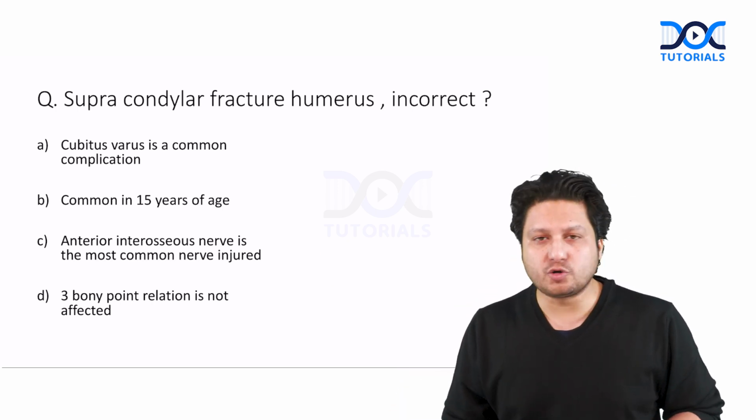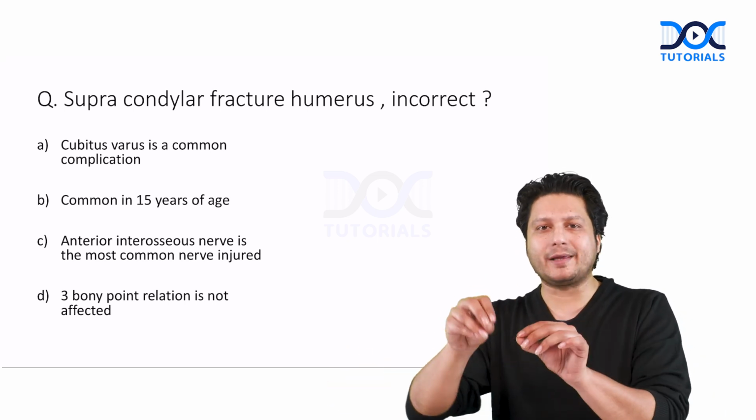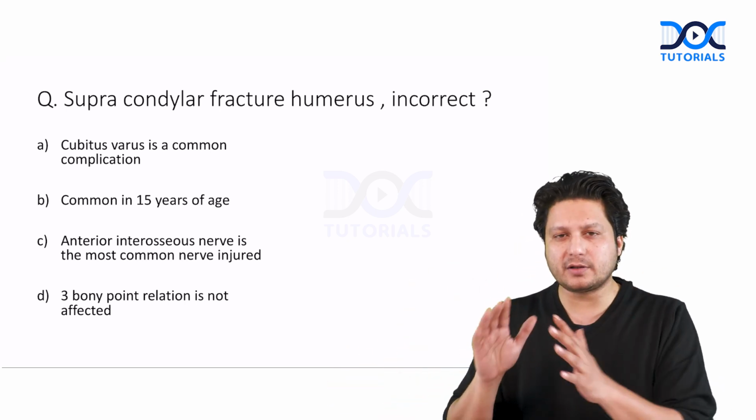Alright. Now, supracondylar fracture of the humerus, which of the following is incorrect? Now, cubitus varus is a common complication.